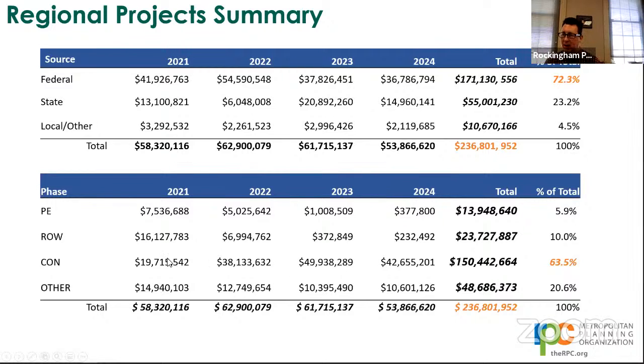When we break it down by phase, the large part, again, as expected, would be in construction. That's about 63% of the funding going towards construction, 10% towards right-of-way, 6% towards engineering work. And then that other is about 20%. That is essentially transit work, the transit grants, as well as a little bit of planning kind of work.